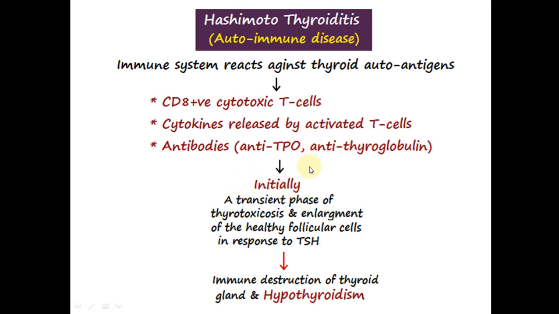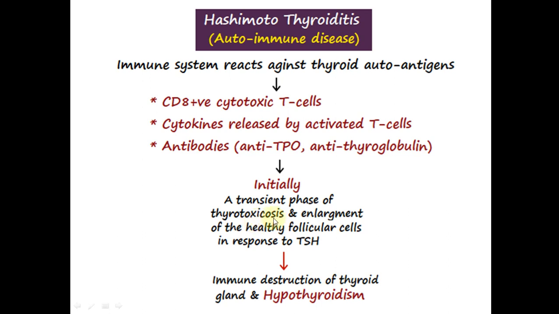Initially, when there is loss of a part of the thyroid gland, with the existing healthy part still not destroyed by the autoimmune reaction, the low level of thyroid hormones will stimulate the anterior pituitary and hypothalamus to increase the secretion of TSH, and this TSH may induce enlargement of the thyroid gland, and there may be release of excess thyroid hormone, mostly the preformed thyroid hormones present in the thyroid gland, and that may cause a mild and transient stage of hyperthyroidism.